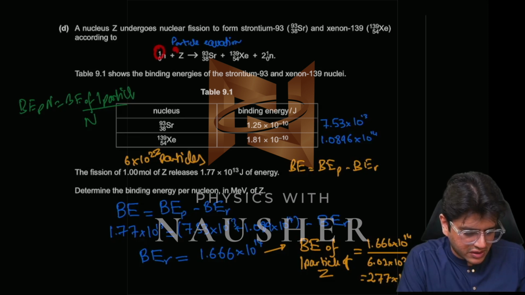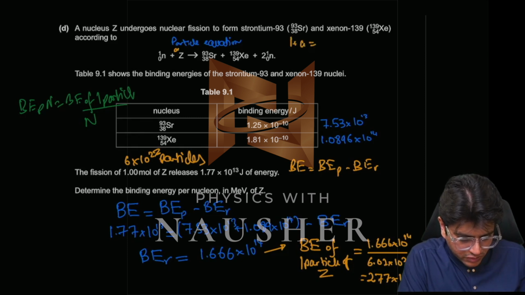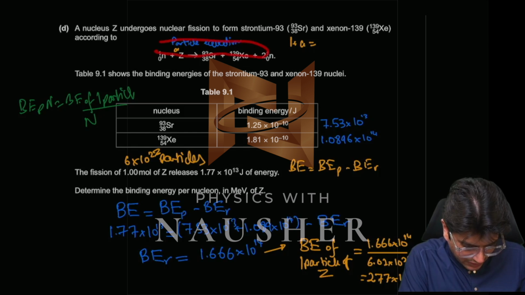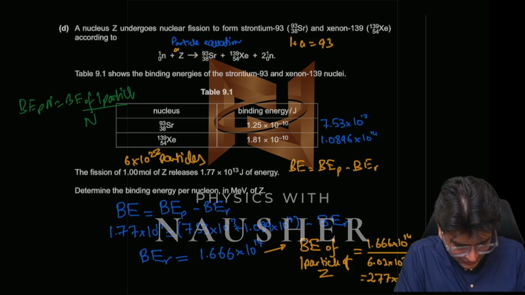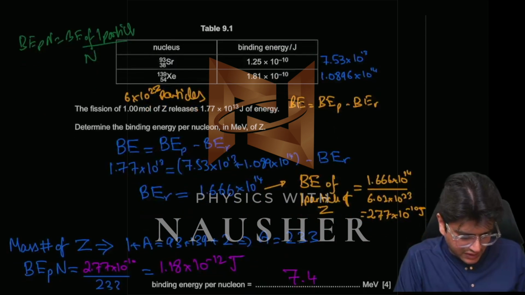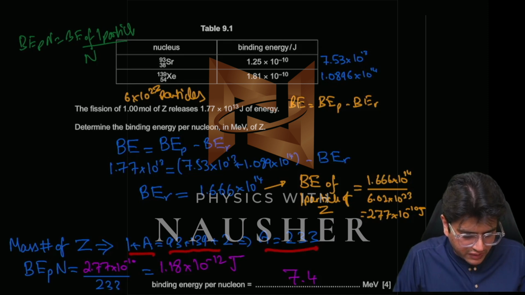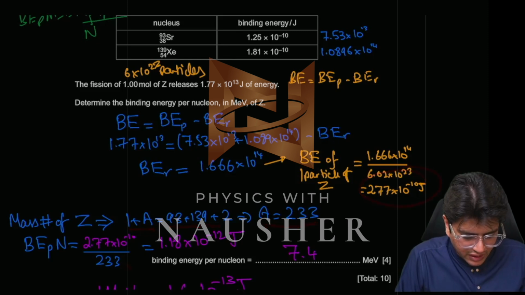I don't know what this is, whatever this is, call it A. So 1 plus A should be equal to, the mass numbers have to be conserved, 93 plus 139 plus 2 times 1. And that's exactly what I've done here. 1 plus A should be equal to this. So A is 233. So this is 277 in 10 to the minus 10. You divide that by 233 and you will get 1.18 in 10 to the minus 12 joules.